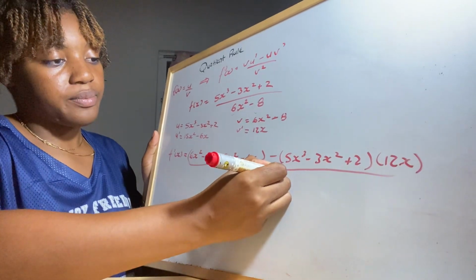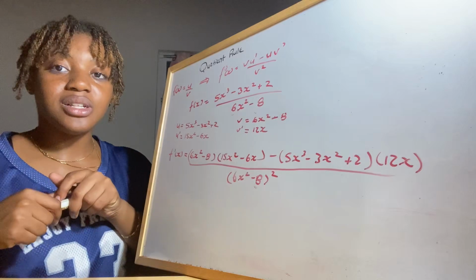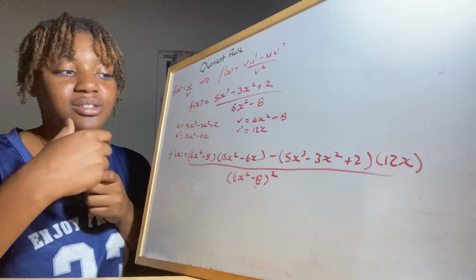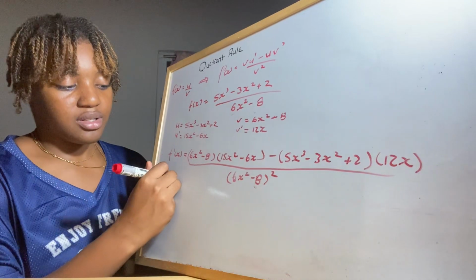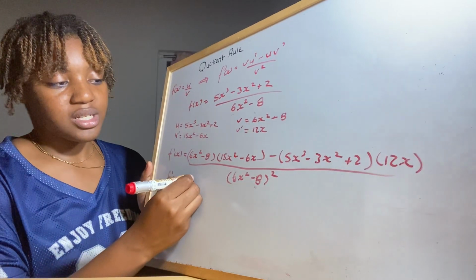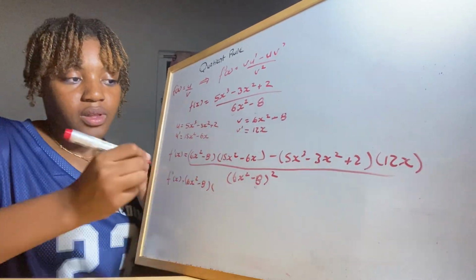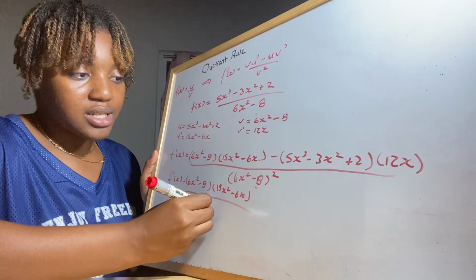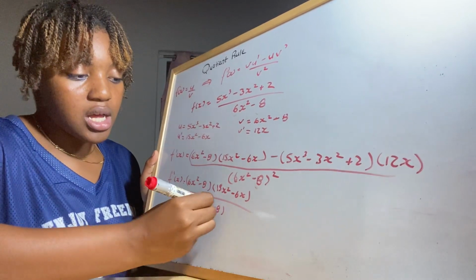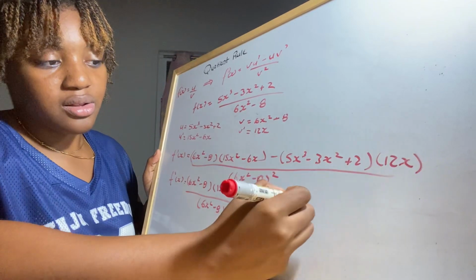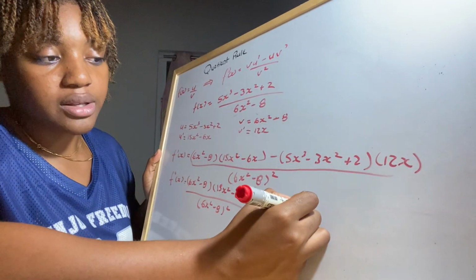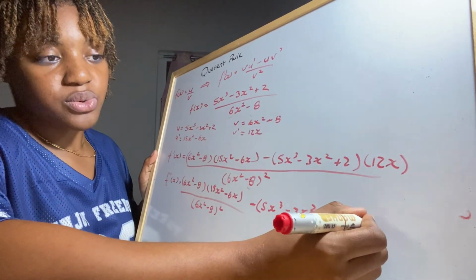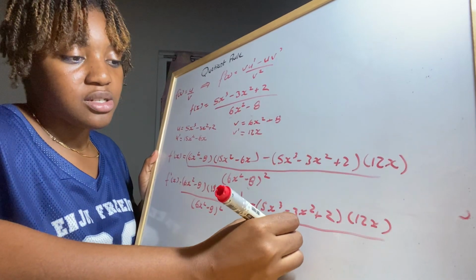And that would be all squared. From here, you can choose to leave it like this, or you can separate the whole fraction into two fractions. Let me show you. So f prime of x equals 15x squared minus 6x, all over the 6x squared minus 8, all squared, minus the whole of this, so 5x cubed, don't forget your bracket, minus 3x squared plus 2, times the 12x, all over the denominator.